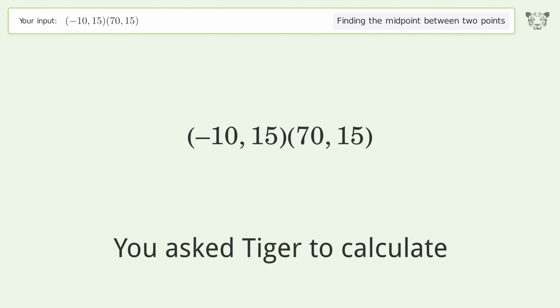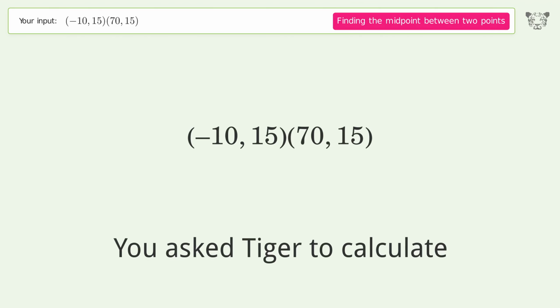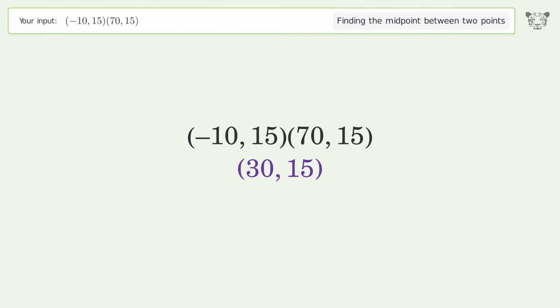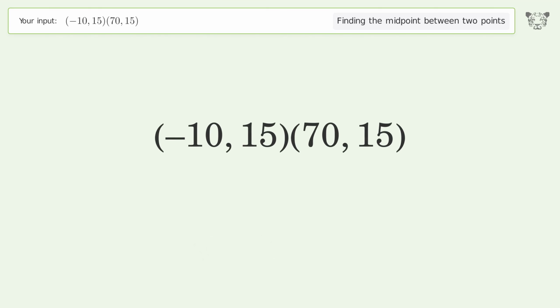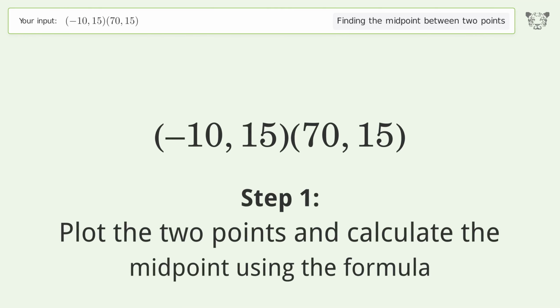You ask Tiger to calculate. This deals with finding the midpoint between 2 points. The midpoint between the 2 points is 30, 15. Let's solve it step by step. Plot the 2 points and calculate the midpoint using the formula.